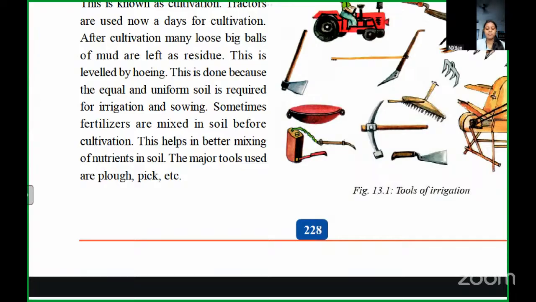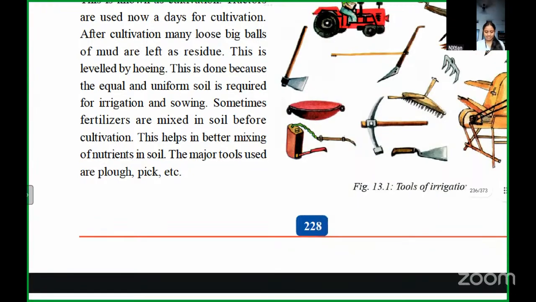Sometimes fertilizers are mixed before cultivation. Before you cultivate, fertilizers are also mixed in the soil. This helps in better mixing of nutrients in the soil. What are the tools used in agriculture in this process? We have a hoe, a plow and a pick. All these tools are used in this process.